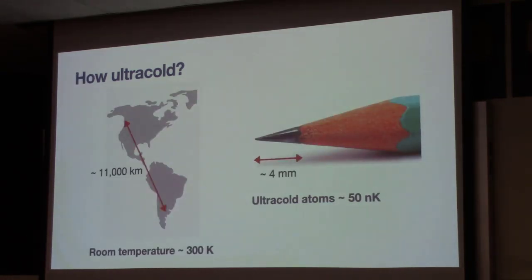And just to give a scale of how cold the systems are, if we draw this line from Buenos Aires to this city in Canada that I don't remember its name, Vancouver, thank you. This is like 11,000 kilometers, and the tip of a pencil is around 4 millimeters. So if we translate this into temperatures, this would be like, let's say, room temperature 300 Kelvin, and ultra-cold atoms are around 50 nanokelvin. So there are many orders of magnitude of difference when these experiments are realized.